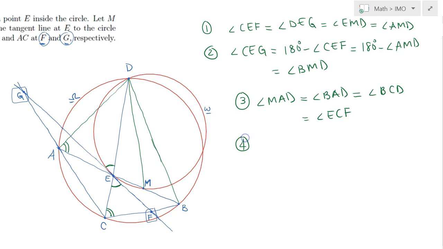Finally, last observation would be angle MBD. Let's say this is result 4. Angle MBD is the same thing as angle ABD, and that's the same thing as angle ACD, right? And ACD is the same thing as angle ECG. Now we can conclude.